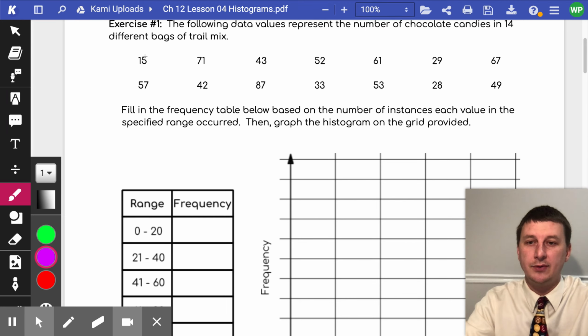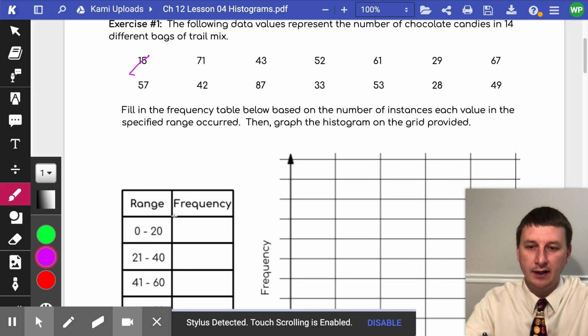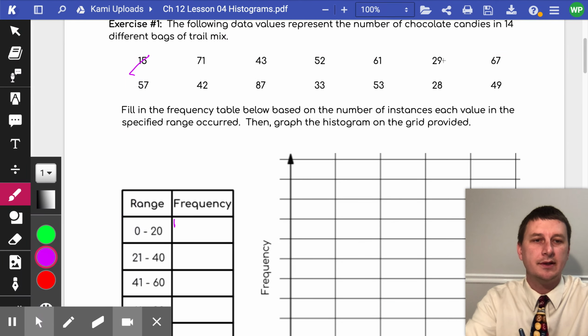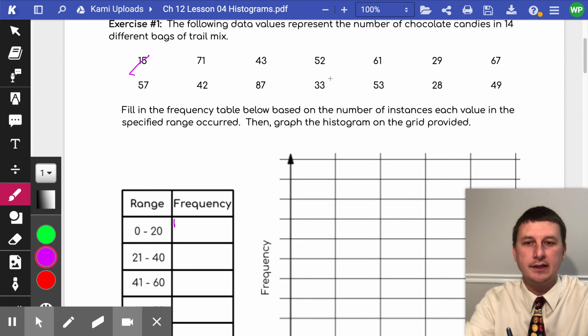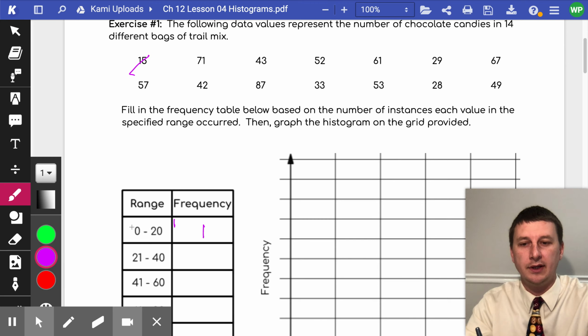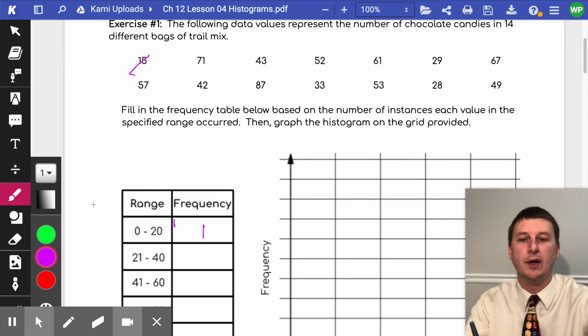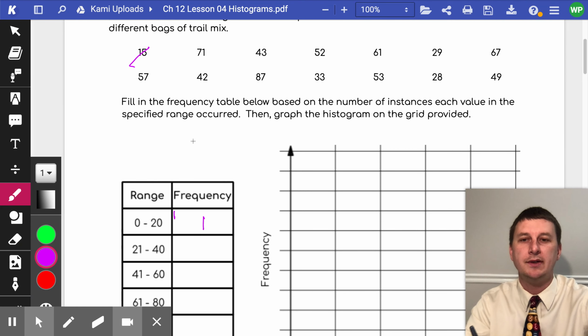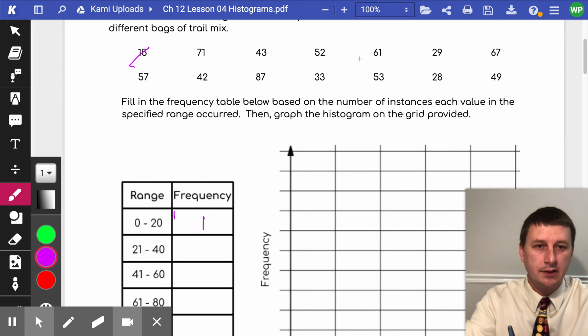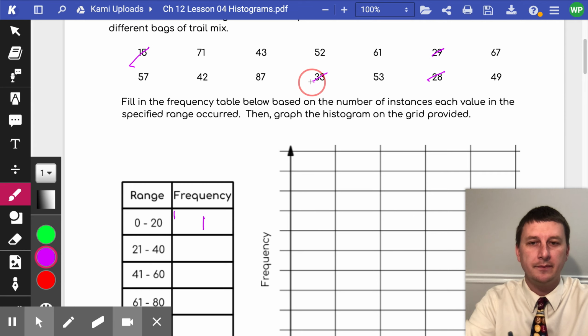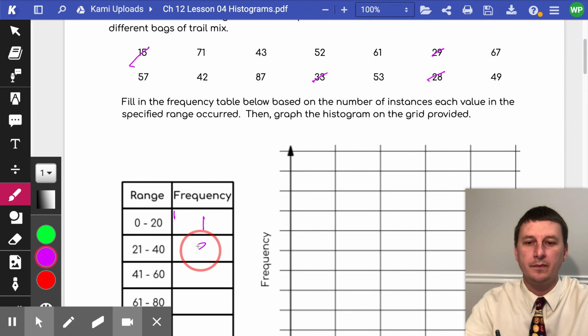15 is a value between 0 and 20. So we'll cross off 15, and we'll do a little tally mark here. Looking at 0 to 20, I see just that 1. So we're going to put a 1 in this frequency because the number of times that a value between 0 and 20 occurred was once. Now we're going to look for 21 to 40. So 21 to 40, we have 1, 2, 3. We have 3.